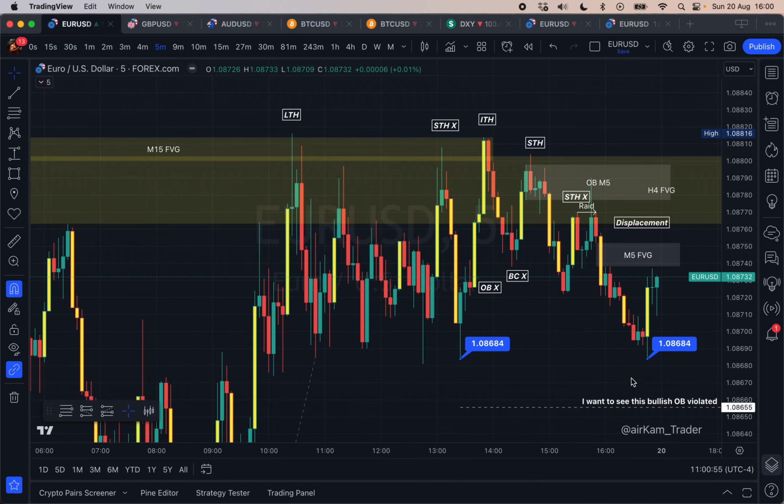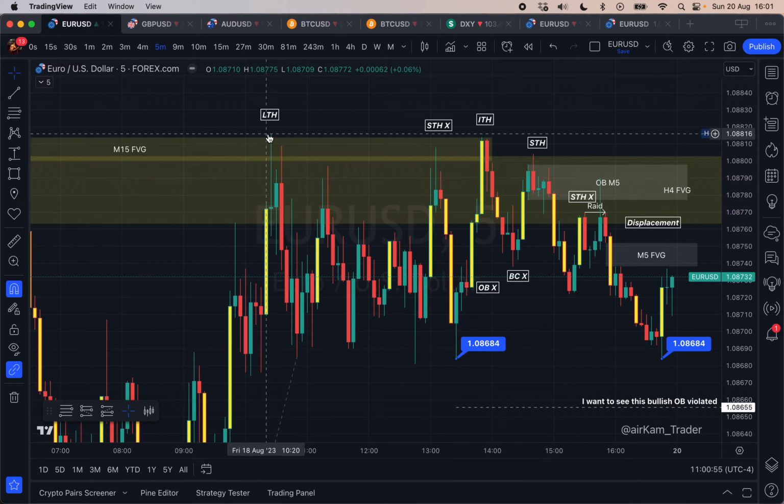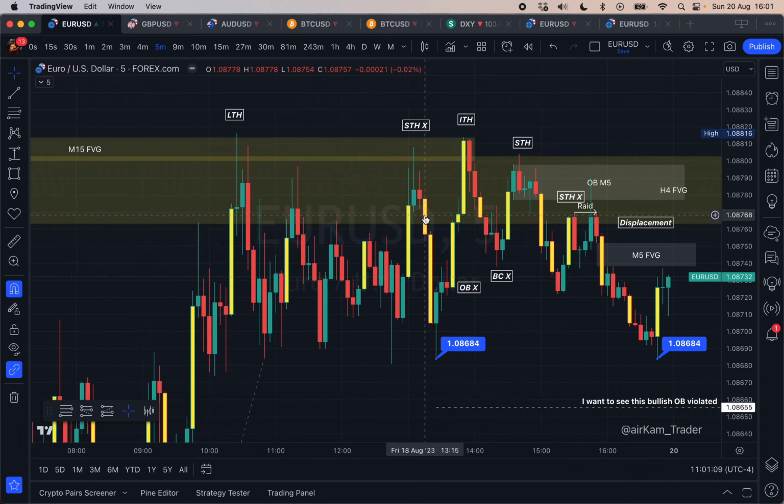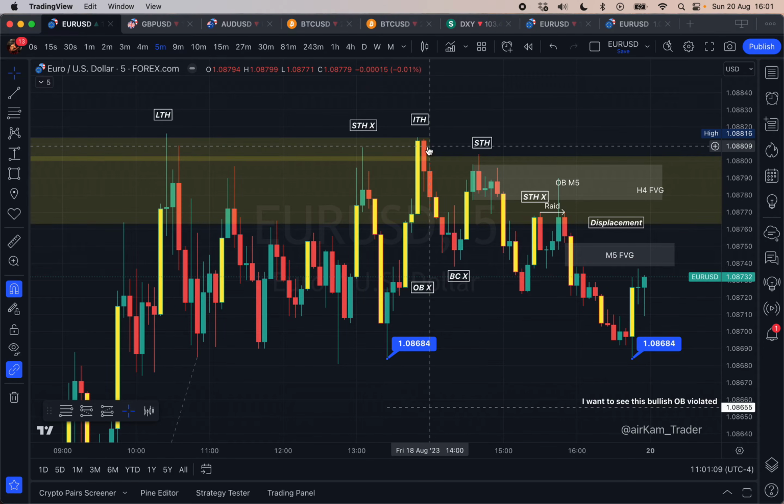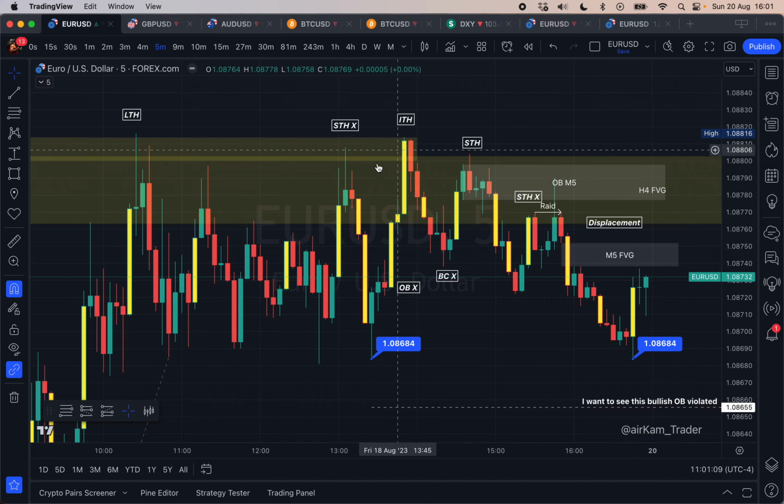Okay, so what did we do? This is a long-term high on the 4-hour. This is what took out or rebalanced the 4-hour fair value gap. So this is the long-term high. We created a short-term high, then we created an intermediate term high. This intermediate term high swept all this liquidity into this wick.